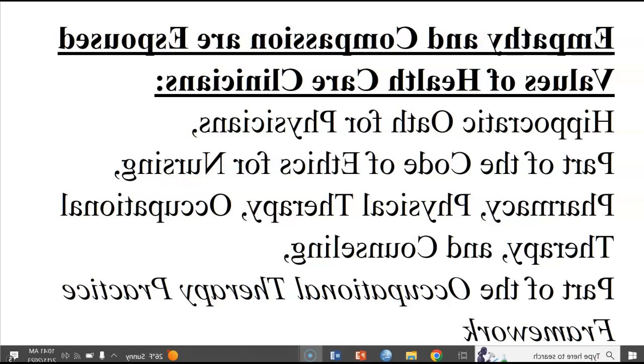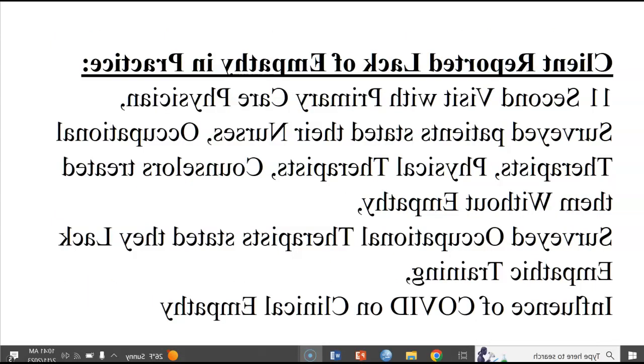Empathy is commonly known as a core value of all healthcare clinicians. It's in the doctor's Hippocratic Oath. It's a code of ethics for nursing, pharmacy, PT, OT, counseling. It's a huge part of what OT is, to be empathic, seeing everybody as an occupational being. It's a big part of who we are, at least who we think we are as healthcare providers, or want to be as healthcare providers.